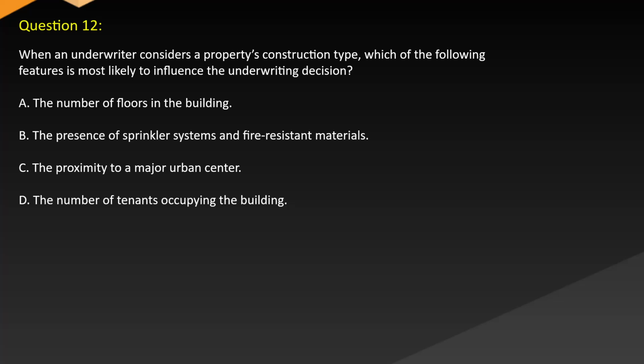Question 12. When an underwriter considers a property's construction type, which of the following features is most likely to influence the underwriting decision? A. The number of floors in the building. B. The presence of sprinkler systems and fire-resistant materials. C. The proximity to major urban center. D. The number of tenants occupying the building.